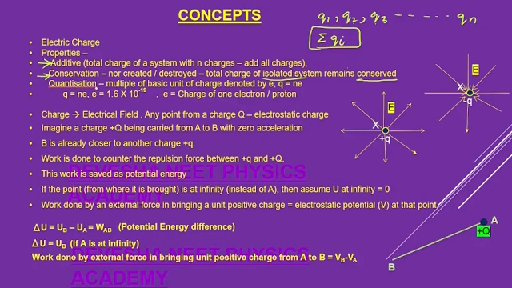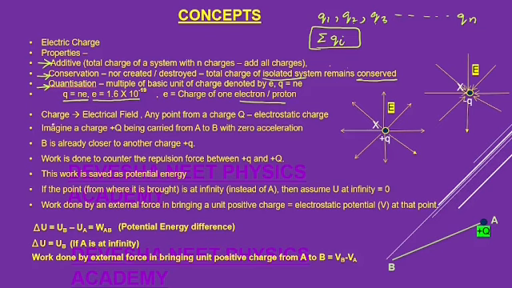Third is the quantization. It means that the charge will always be in multiples of e, where e is the charge of one electron or proton. So Q will always be n times e. It will not be half or 3/4 of e. It will always be in multiples of the charge of one electron or a proton.